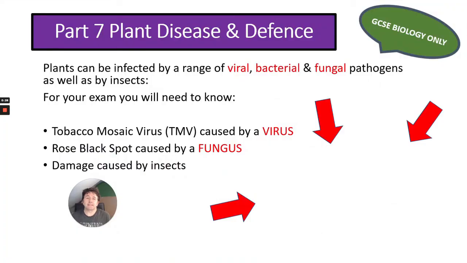So first of all, let's talk about plant diseases. Plants can be infected by a range of viral, bacterial and fungal pathogens, as well as by insects such as aphids. For your exam, you'll need to know about two specific plant diseases: tobacco mosaic virus, which is caused by a virus, and rose black spot, which is caused by a fungus. Also, you need to understand how insects damage plants as well.